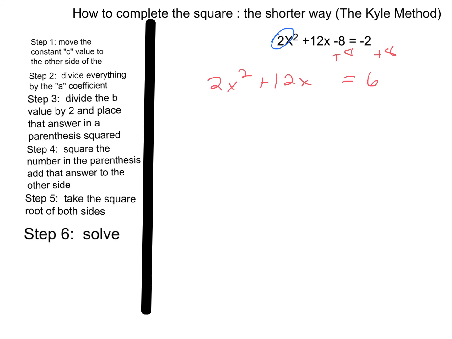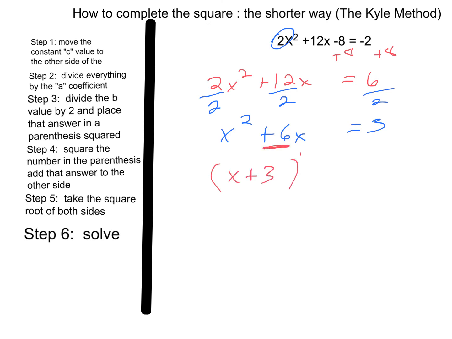Alright. So now from here, folks, our next step, we are now going to divide everything by that lead coefficient. So divide by 2, divide by 2, divide by 2. So now x squared plus 6x is equal to 3. And now we're back to the way it always was. So again, now take this, divide by 2. So x plus 3 squared is equal to 3.